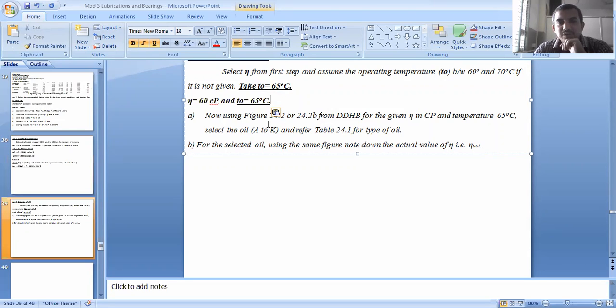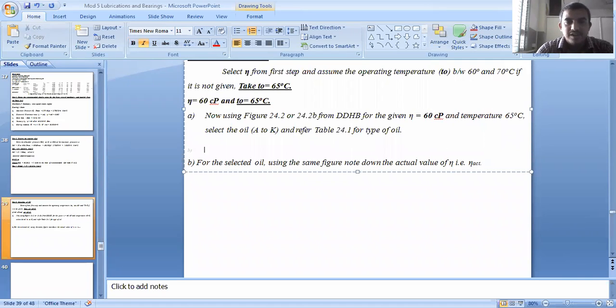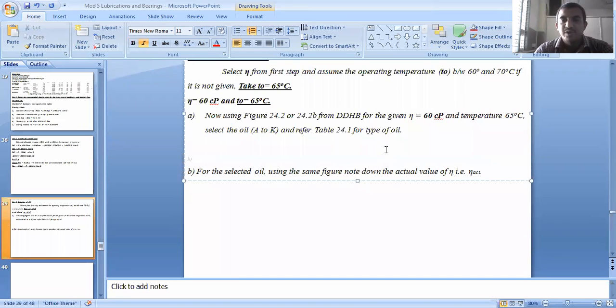Now using figure 24.2 or 24.2b from the design data book, for the given eta value in centipoise and temperature. The given eta value is 60 centipoise and the operating temperature is 65 degrees. Then select the type of oil, and then refer to table 24.1. You get the type of oil, right?